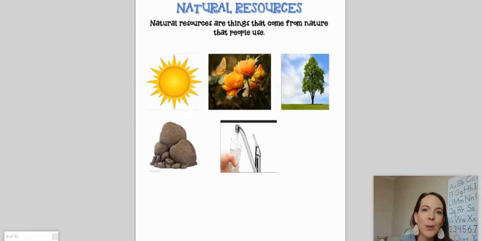So for example, if you get a potato from the ground or a carrot from the ground, a strawberry or an apple, and just eat it as it is, that is a natural resource. If you take that same apple and you turn it into apple pie, then it becomes a man-made resource because you have changed it from its first state into something new. Rocks and water are also examples of natural resources that we use, hopefully, every day.